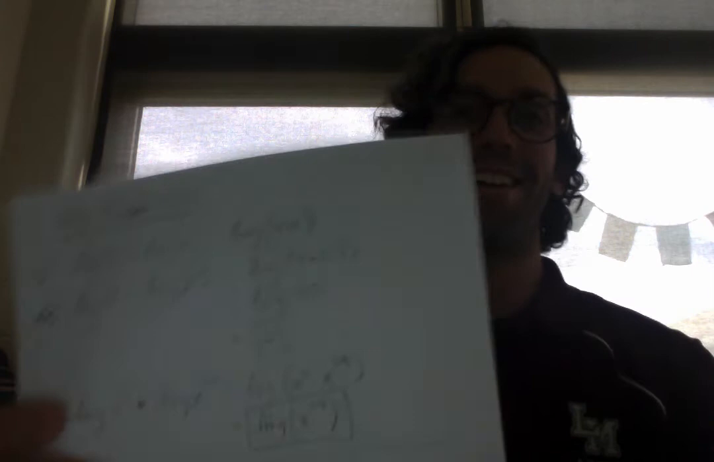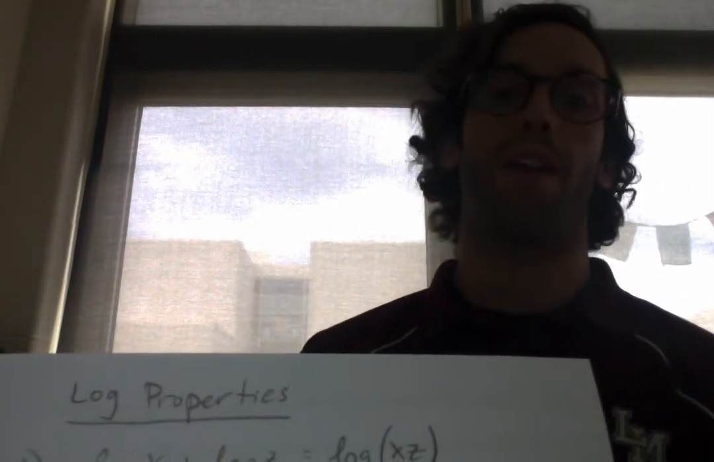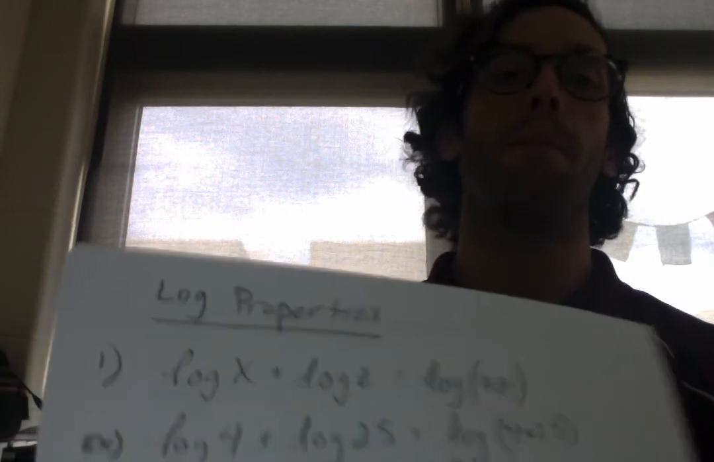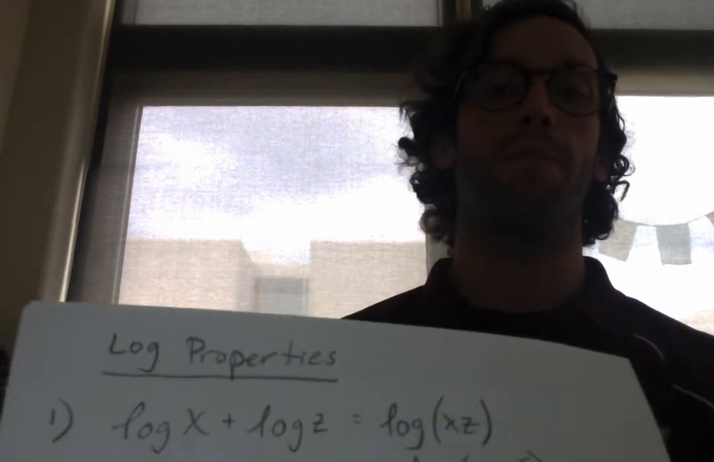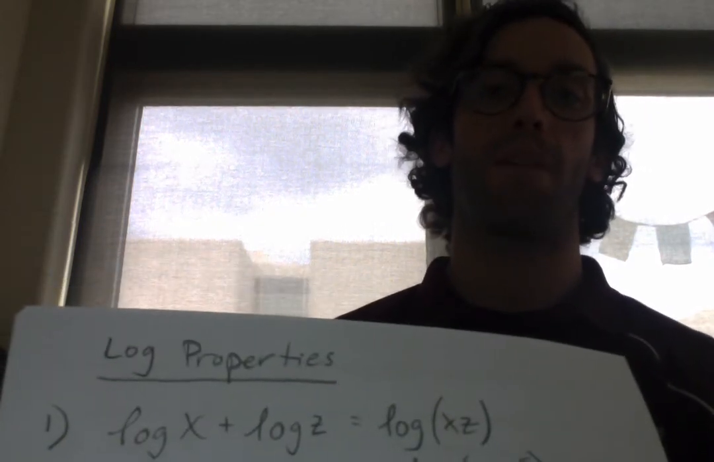All right? So kind of a pretty low budget version of a video today. I have a handwritten sheet that I'll go through with you guys. So there are three key log properties. All right, the first one is the sum of two logarithms, which is written there, number one. I'm purposely not showing you the example yet.